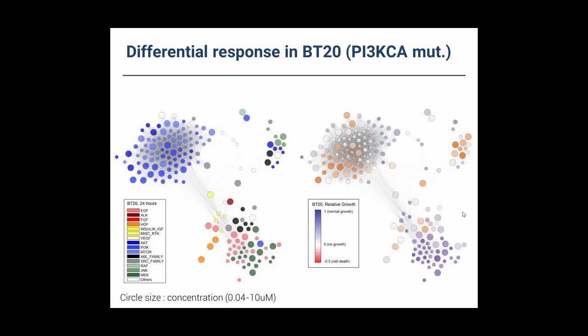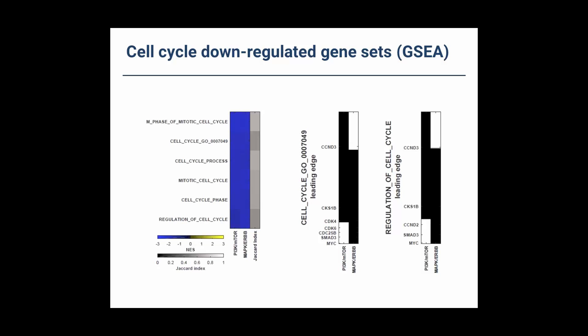So going back to here, we look at gene set enrichment for the signatures of those two clusters. And interestingly, we found downregulation of genes that are related to the cell cycle in both clusters. So it means that, as expected, the PI3K inhibitors downregulate genes of the cell cycle, but also the MAPK and ERB inhibitors.